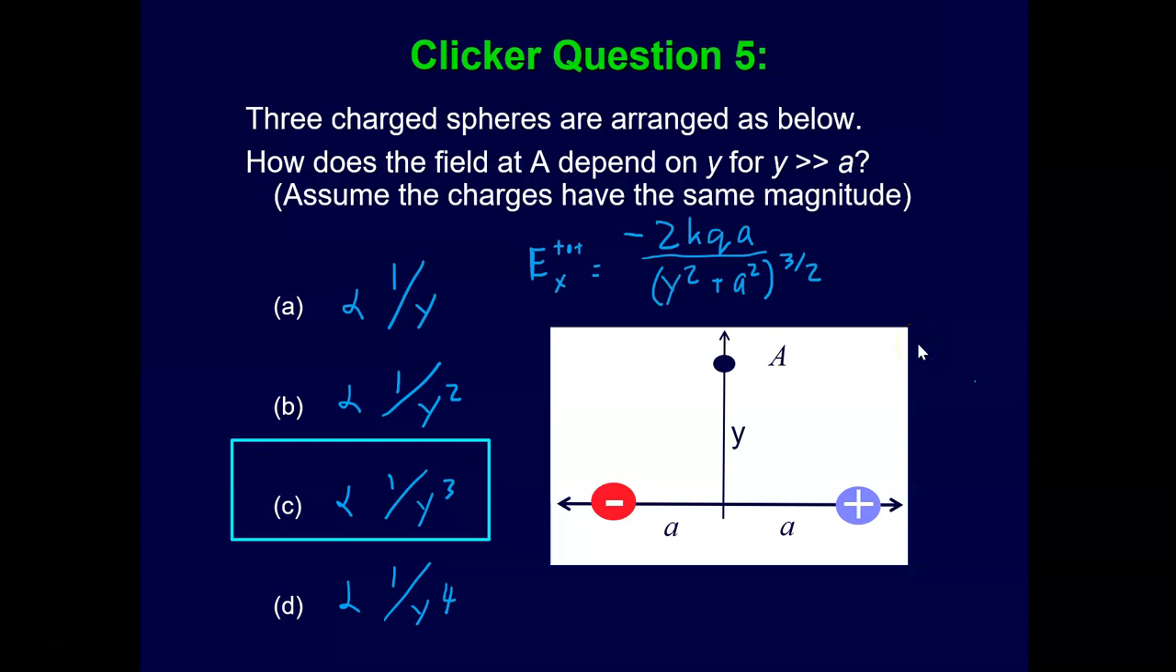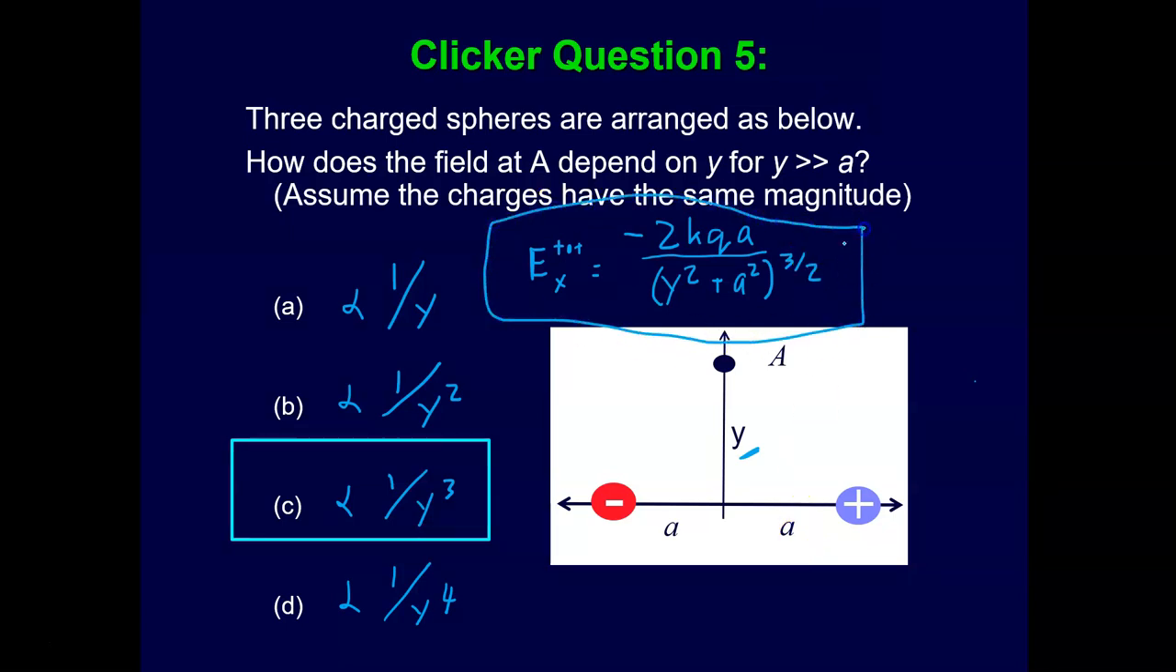Hi, we had a question about this clicker question here. In the previous example, we solved for the electric field at point A, a distance y in between two charges, a negative and a positive. This is what we call an electric dipole. And we got an equation like this here.